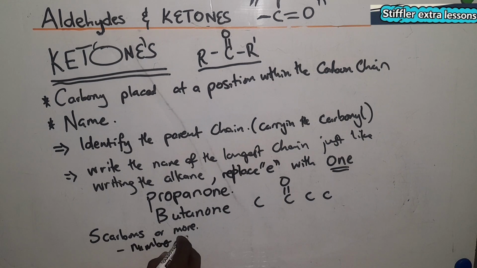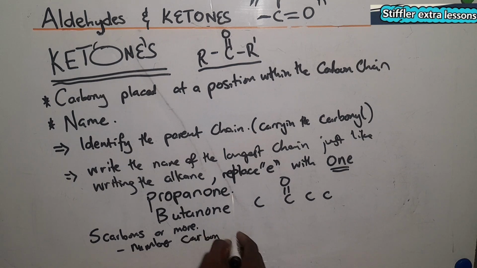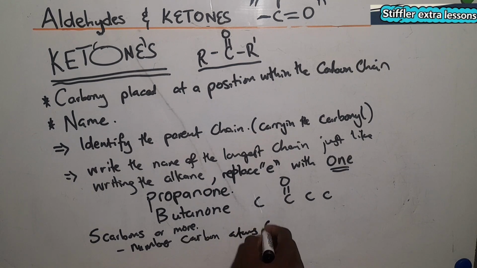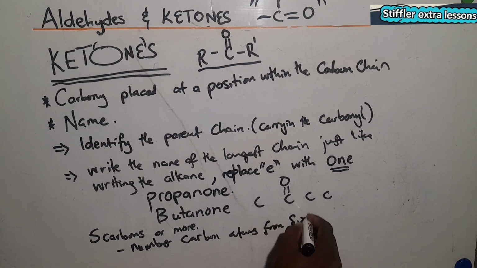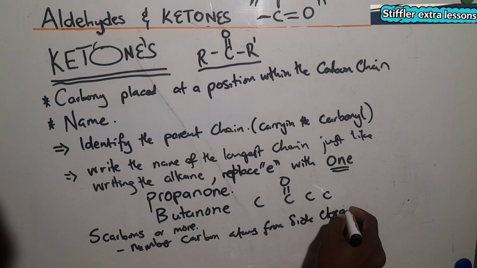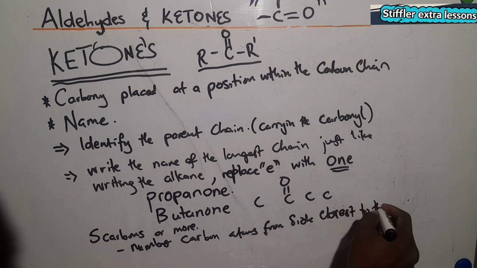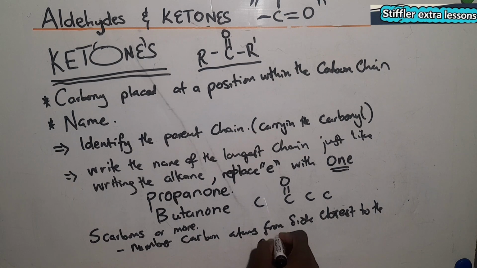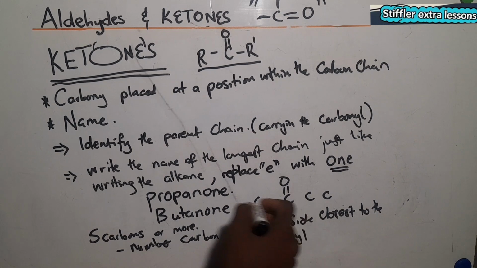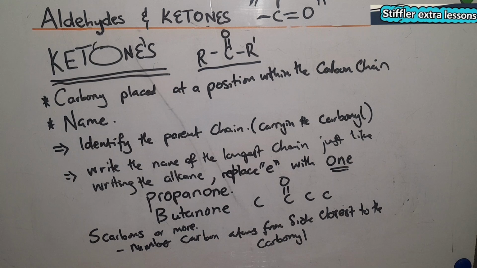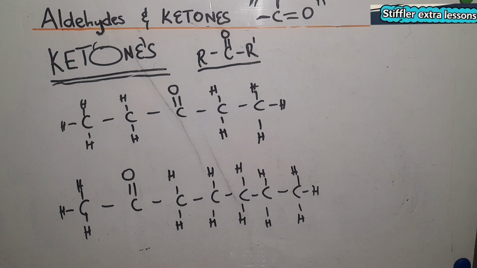So we're going to number carbon atoms from the side closest to the carbonyl, right? And also include the number in the name. So I'm going to show you what I mean by this, right? Numbering the carbon and including it in the name. So let's try to name these ones with 5 carbons or more, right?